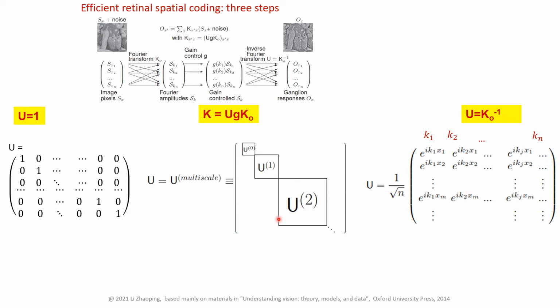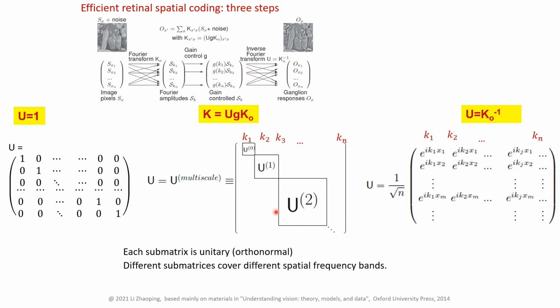This block diagonal matrix is a compromise to hopefully give both scale and translation invariance. It has the same size, n by n, as the other two. Its non-zero elements are only in the block diagonal submatrices, analogous to this one. But within each submatrix, all the elements are non-zero, just like this one. And each submatrix is a unitary matrix, so that the whole matrix U is unitary as required. Different submatrices cover different spatial frequency bands. And here on the top, the superscripts are the scale indices S equal to 0, 1, 2, etc.